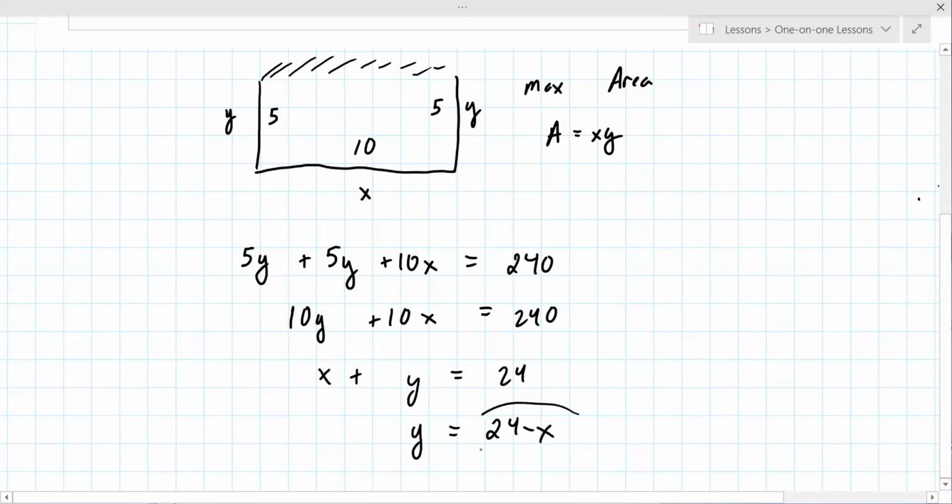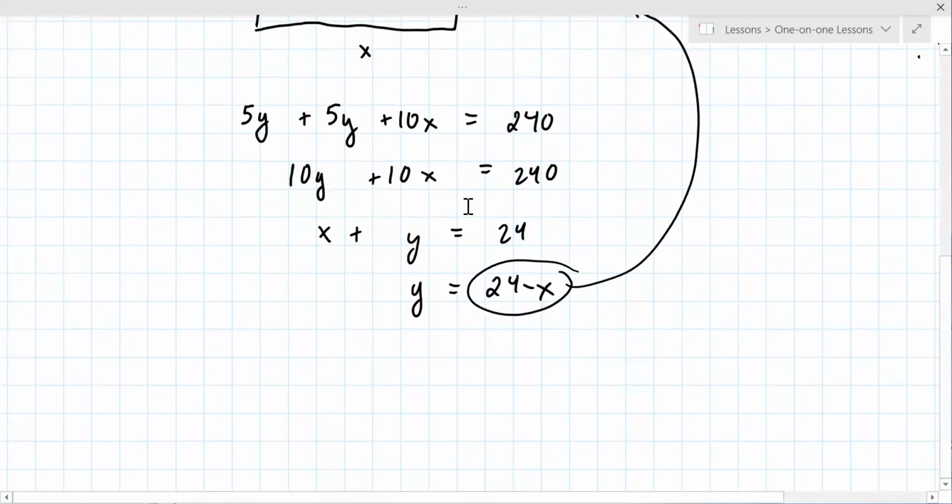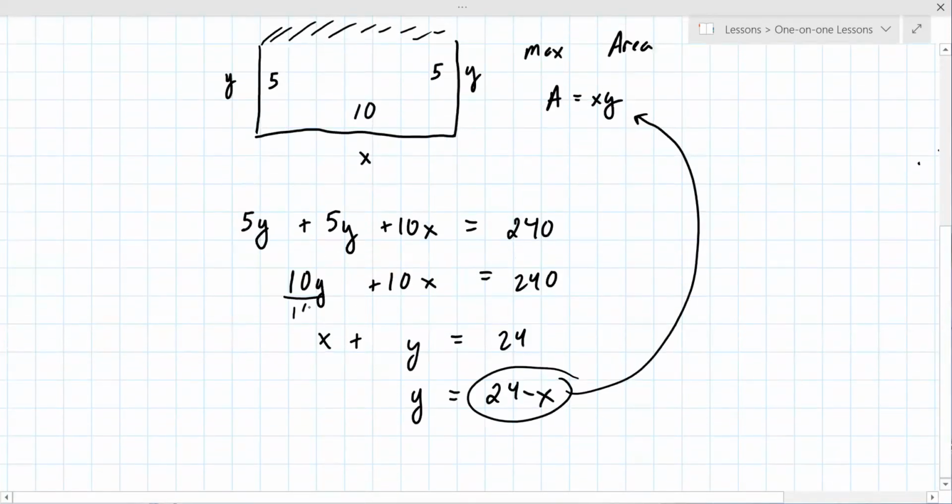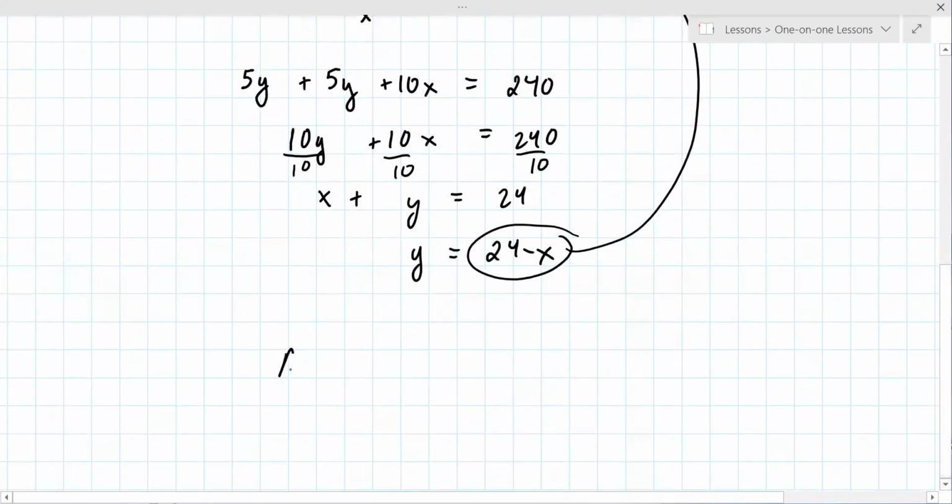We're doing that because we want to put that back into this area equation. Wait, where'd you divide? Okay, so you divide everything by 10, and you got 24. Yeah, and then you just solve for Y. It's 24 minus X. So our area is X times 24 minus X, which is 24X minus X squared.